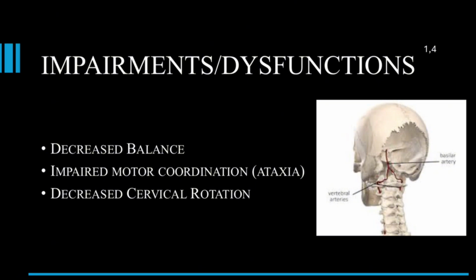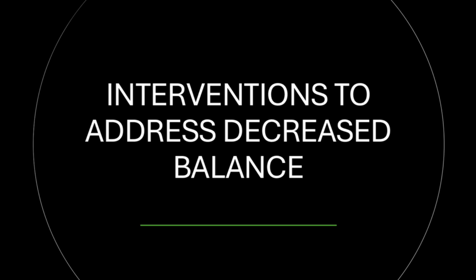However, we do have a couple of dysfunctions and impairments that we can treat to eliminate the further signs and symptoms. So to start, we have decreased balance, impaired motor coordination, which is ataxia, and decreased cervical rotation. And we will begin with those interventions. So our first one being interventions for addressing decreased balance.